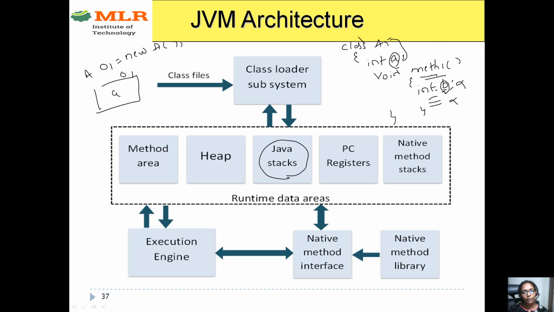And coming to the next, the PC registers. We know the program counter register is responsible for executing your program in a particular sequence. The address of the instruction to be executed next will be stored in the program counter. Using this, you can follow the sequence of your program. And native method stacks: if you have any native methods in your program, that data will be stored in this. This complete space is for runtime data.